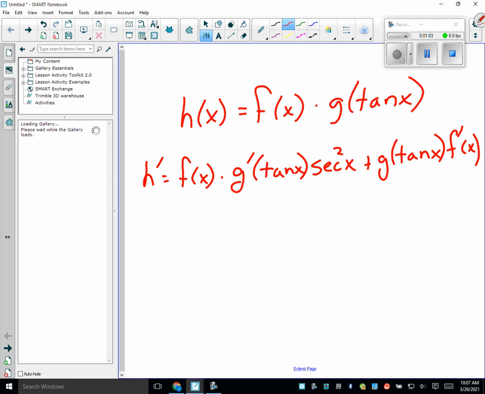Now, x is pi over 4. Okay, so what is g prime of pi over 4? Wait, what is the tangent of pi over 4? So don't I want g prime of 1? Right? That's why you said wait. I know, it didn't come out right. What is g prime of 1? Radical 2.